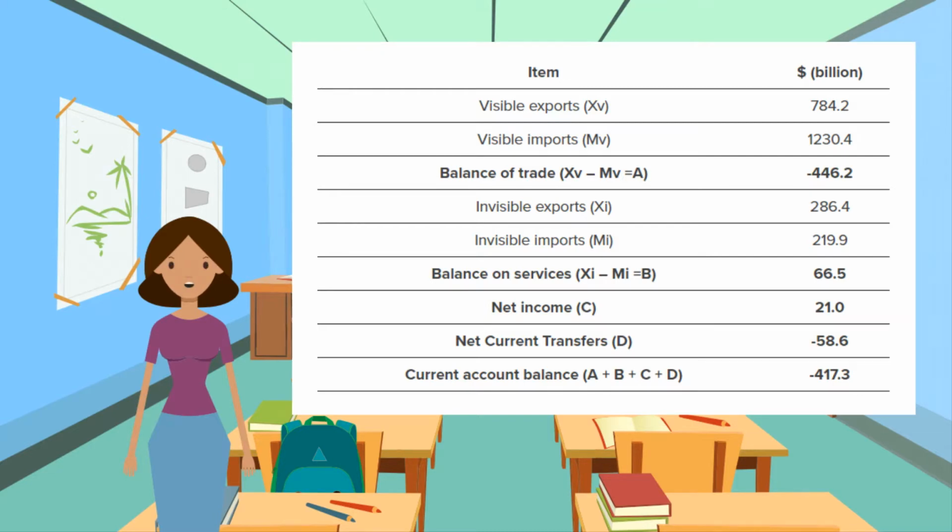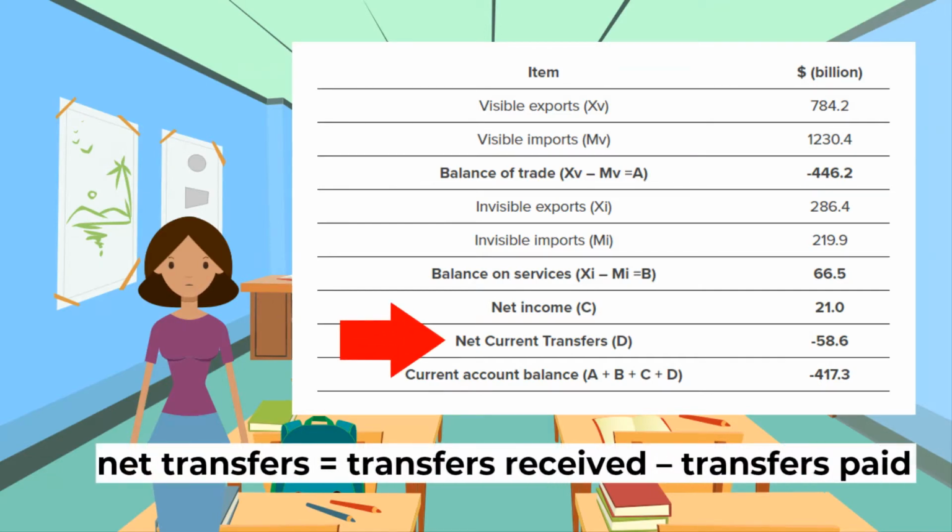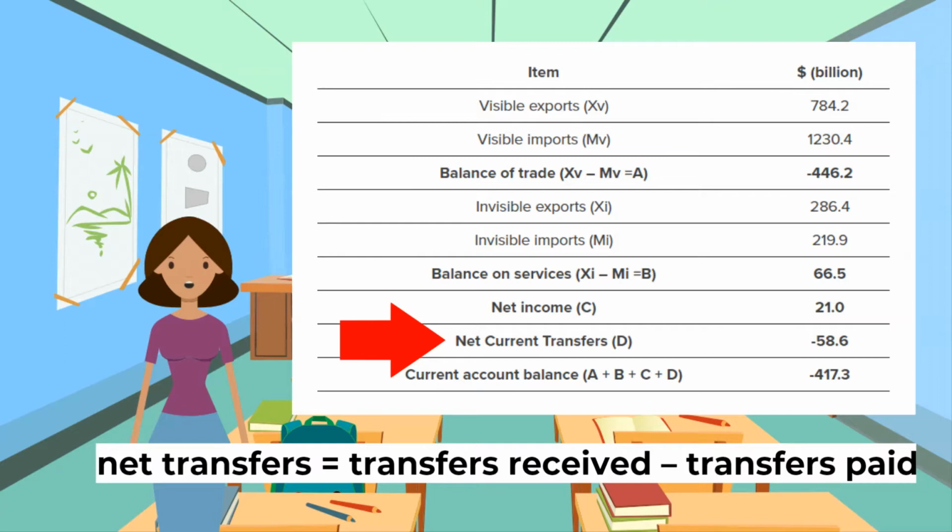Credits, or inflows, include such things as financial aid, donations, grants, and pension payments received from overseas residents and foreign governments, and tax and excise duties paid by overseas residents on UK purchases. So, again, we come up with a simple equation of net transfers equals transfers received minus transfers paid.